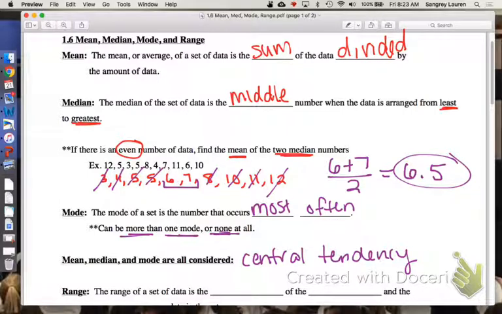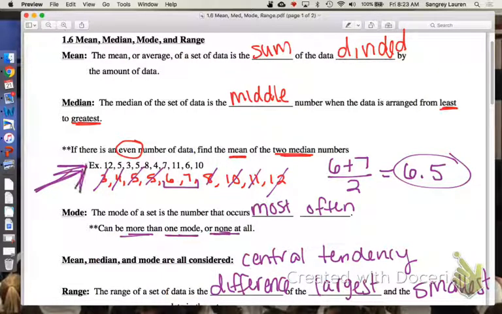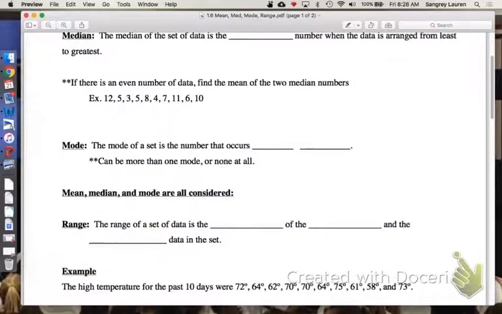Now we also have the range. So the range is the difference of the largest and the smallest. So we always take the biggest minus the smallest, and that is our range. So if we look back up to this example where we got the median, the range would be 12 minus 3, which is 9. So we always take the biggest minus the smallest. Great.